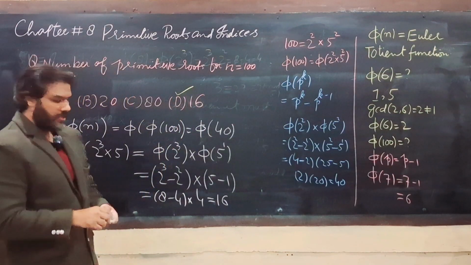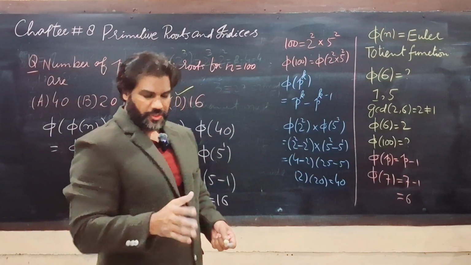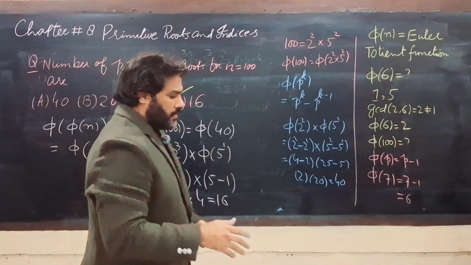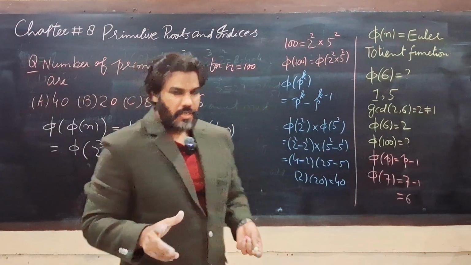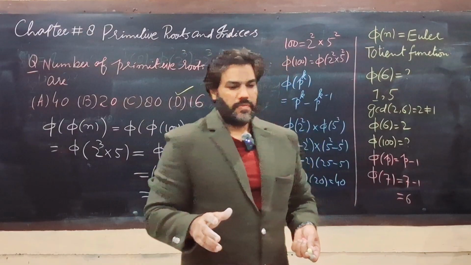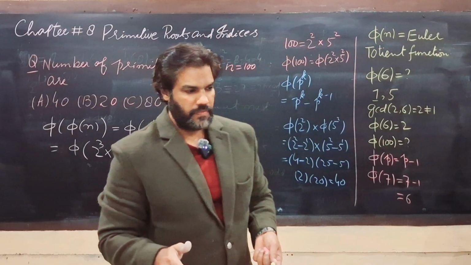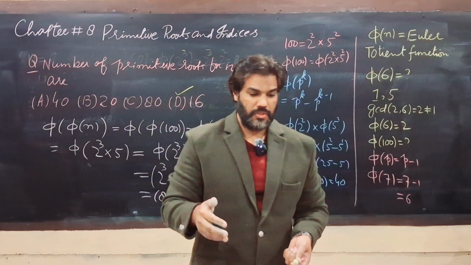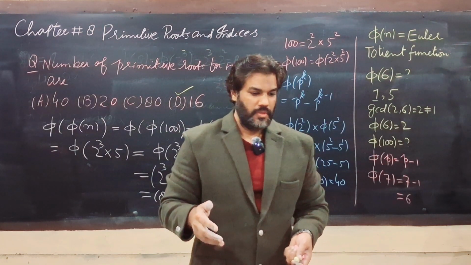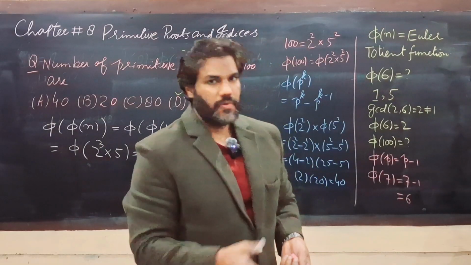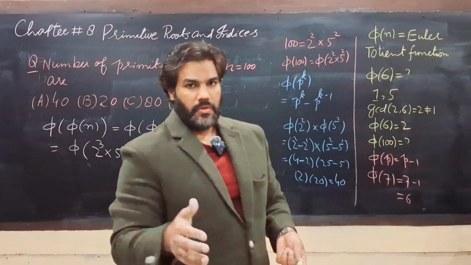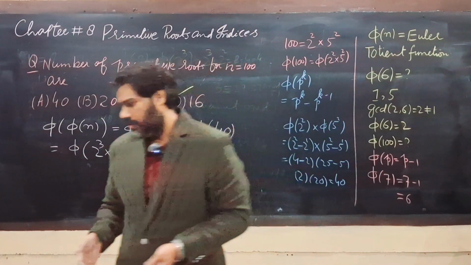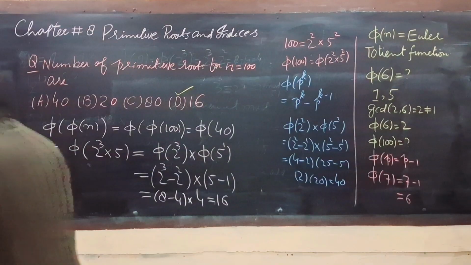So this shows that there are 16 primitive roots of integer n equal to 100. Lastly, I am going to discuss another criterion to check whether the given integer has a primitive root and which integer is a primitive root for a given integer. There is no need to find all the successive powers of all those integers which are relatively prime to the given integer. So what is the other criterion?